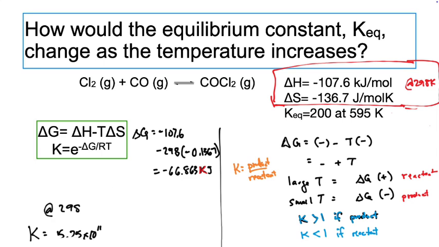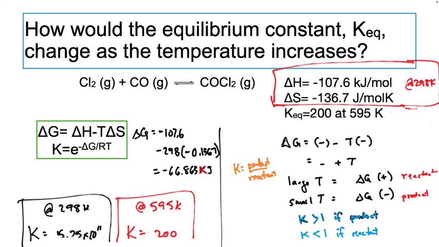At 298 Kelvin, I've got that K, and what was it, 595? My K is equal to 200. So what happened to K when I increased the temperature?